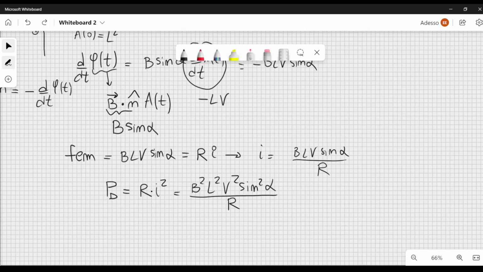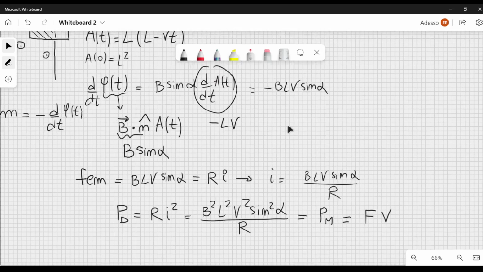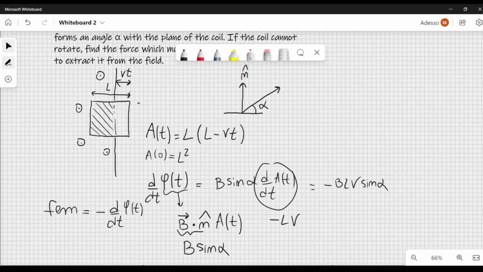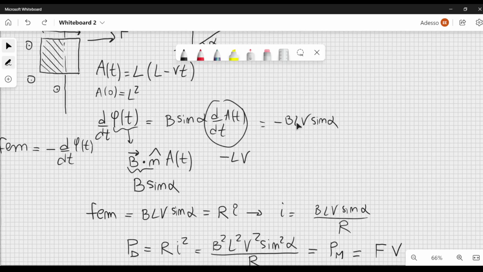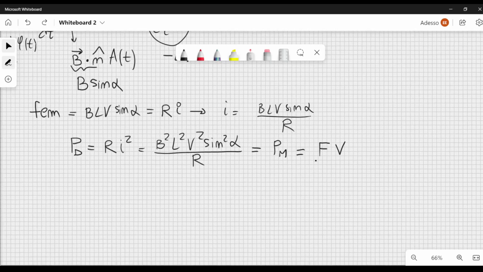So we need to do some work in order to be able to dissipate this kind of energy per unit time. So it means that if we really want to extract the coil, this kind of dissipated energy should be equal to the mechanical work per unit time that we do. So this is equal to mechanical power, PM, and it is simply equal to the force F multiplied by the velocity V. So we are applying a force in this direction, F, which is parallel to the velocity V. And this is how we can write down the formula for mechanical power.